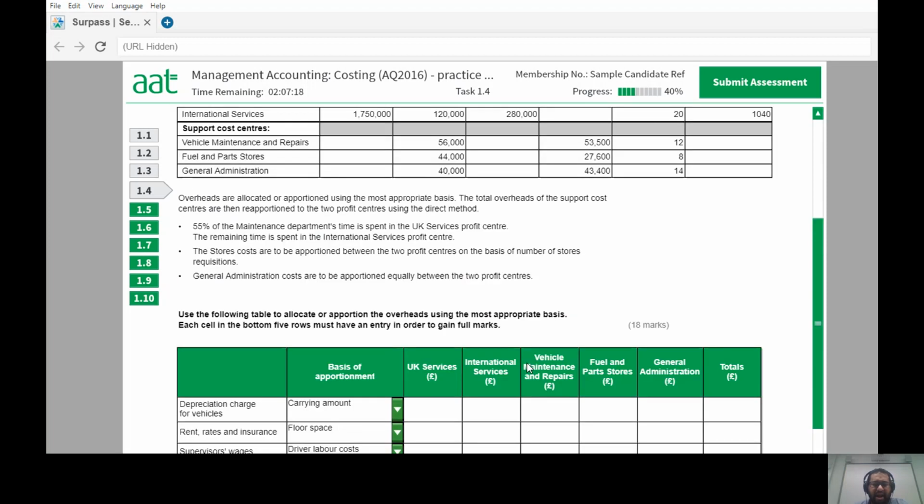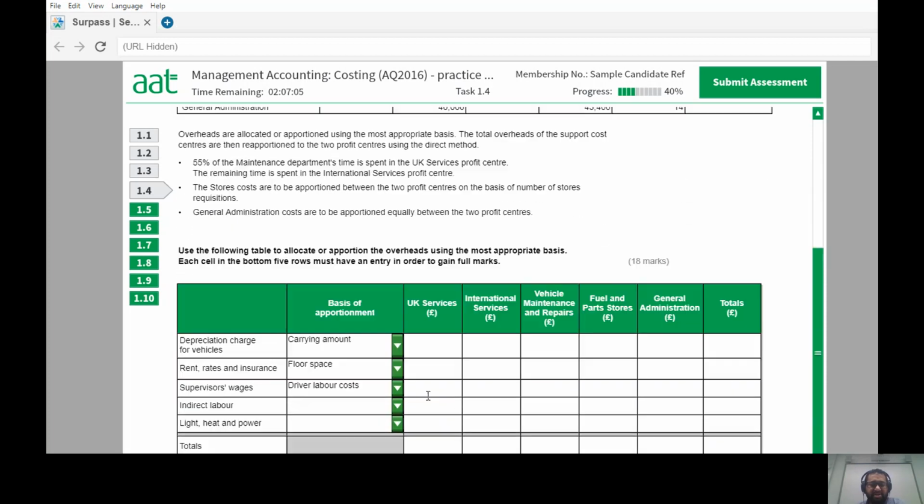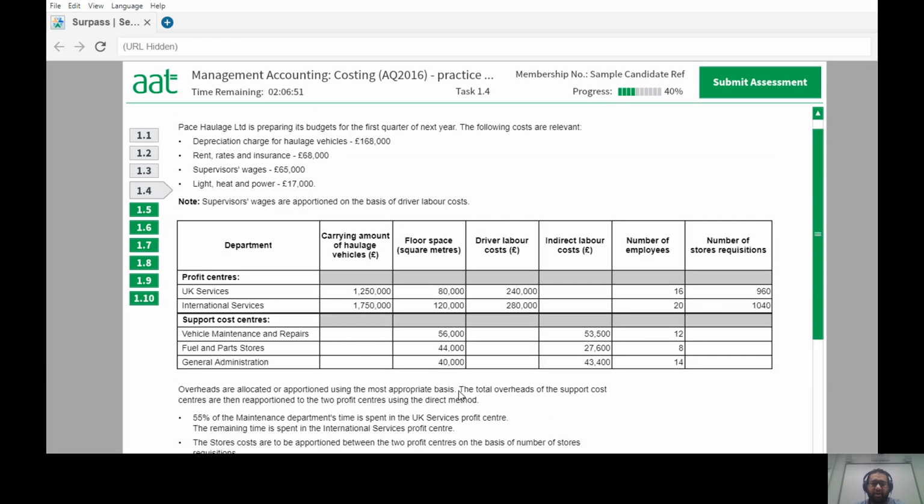The next one, indirect labor. If you look here, the indirect labor cost has basically been allocated to these three departments. If you notice, they're not direct labor, they're indirect labor. They have already been assigned an amount, so we will say it's going to be allocated. And then obviously heat, light, and power is going to be floor space, because if rent and rates is floor space, heat and light is going to be similar under that assumption. So let's have a look at that now.